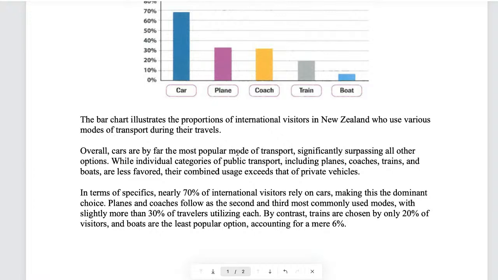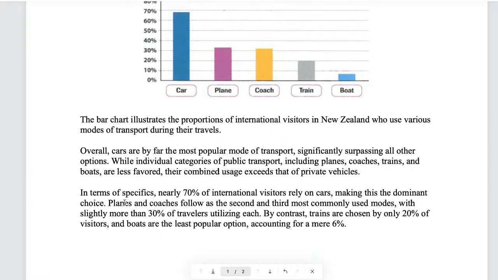Okay. Dominating. Okay. So dominate, that is the verb, and dominant, that is an adjective. Yeah. So making this the dominant choice. Why do we need to write this? Making this the dominant choice. Why do we need to write this? What is the purpose of this? Someone please tell me.